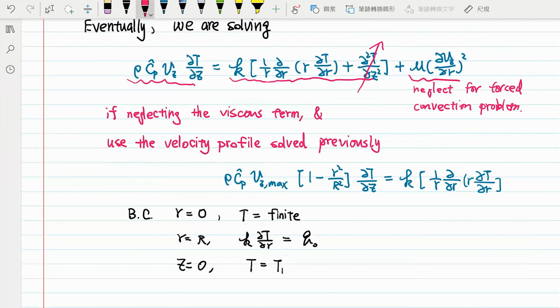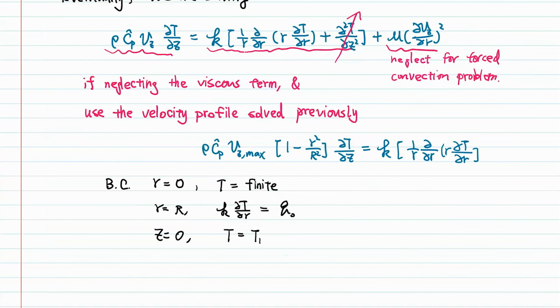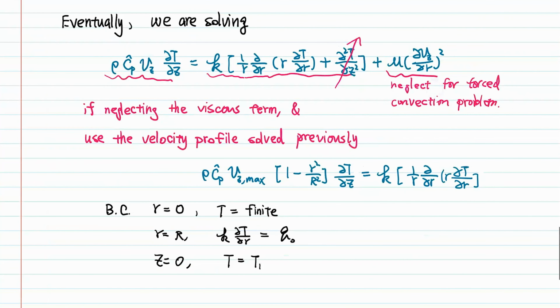Okay, so sorry, I've been jumping a little bit ahead of myself. So also you can see that we are neglecting the heat conduction in the Z direction, because we know from experience the heat conduction in the Z direction is typically much smaller than convection. So we'll say that we neglect it, typically much smaller than convection.